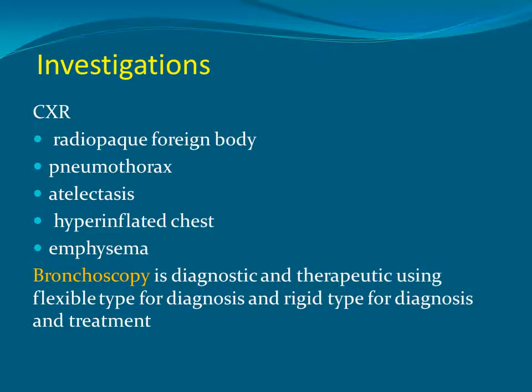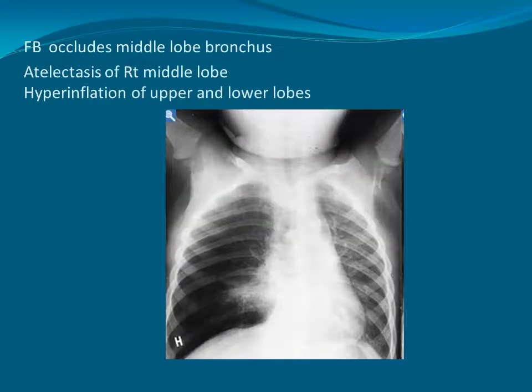Bronchoscopy is diagnostic and therapeutic, using a flexible type for diagnosis and a rigid type for diagnosis and treatment and expulsion of the foreign body. And in most patients, when you remove the foreign body, the patient usually improves. And this is an X-ray showing atelectasis of the right lobe, hyperinflation of upper and lower lobes. An example of foreign body inhalation.